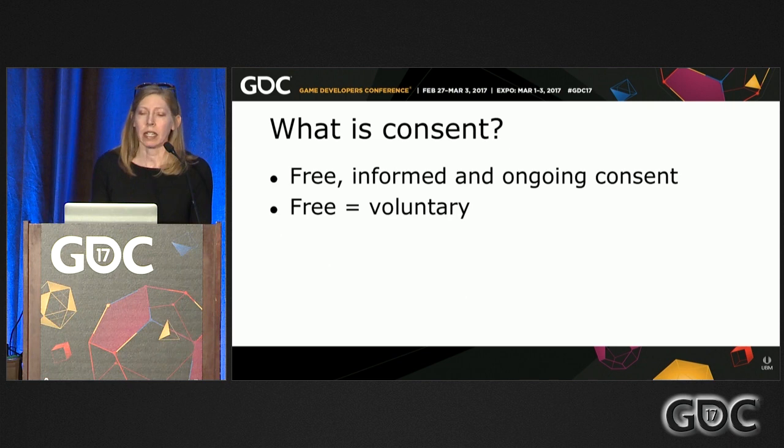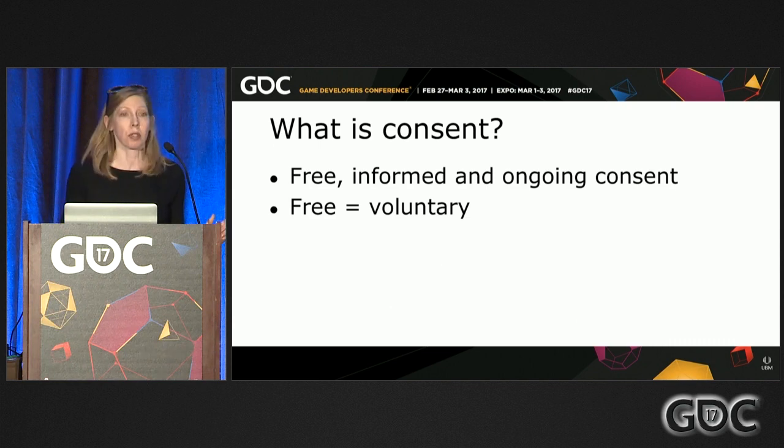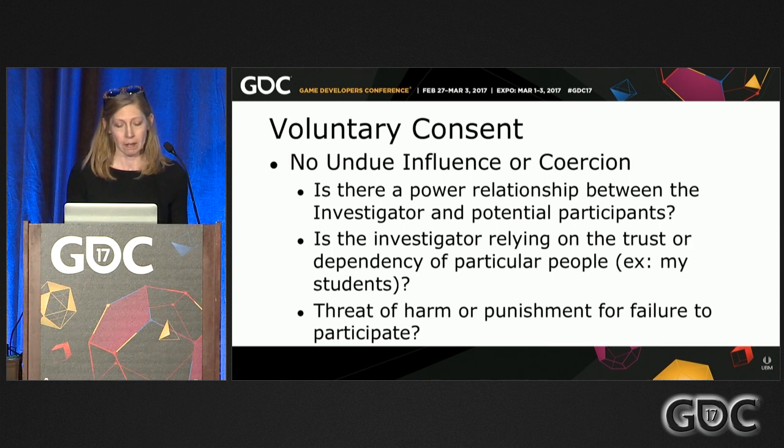And so in the Canadian guidelines, they talk about consent having to be free, informed, and ongoing. And by free, they mean voluntary. So I'm going to go through each of those three categories of consent. So voluntary obviously means no undue influence or coercion.